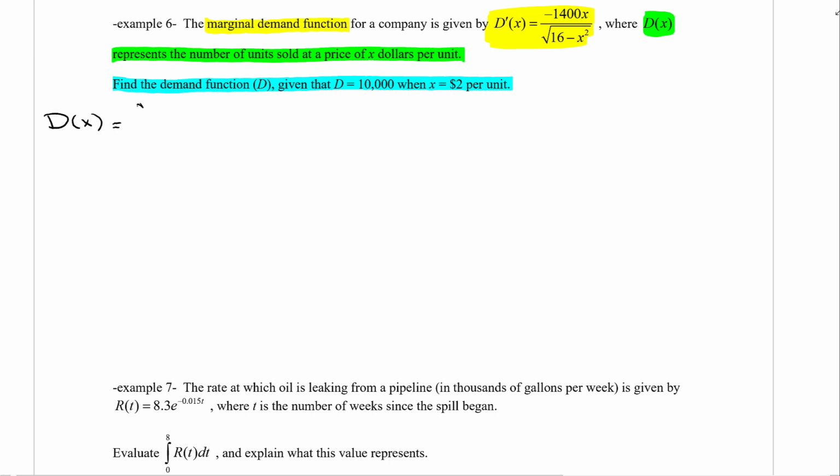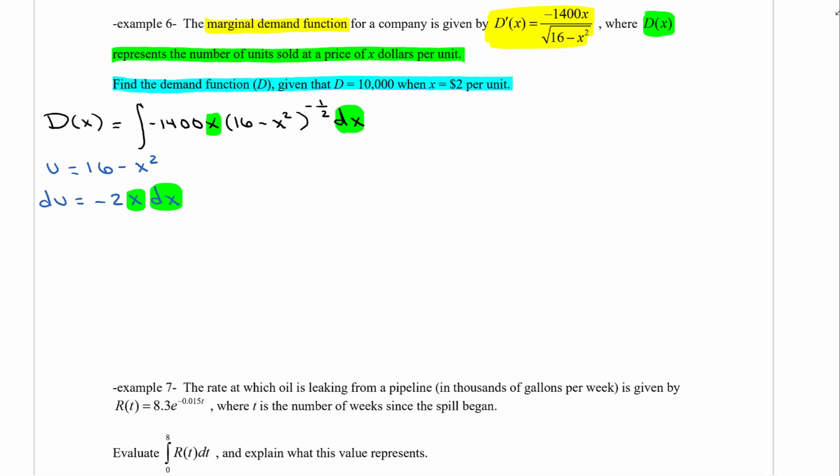D of x equals the integral of negative 1400x times (16 minus x squared) raised to the negative 1/2 power dx. We're going to let u equal 16 minus x squared, therefore du is equal to negative 2x dx. I'm going to highlight the x and the dx in the du, and the x and dx in the integral. I'm also going to divide both sides of the du by negative 2, and I'm going to get negative 1/2 du is equal to x dx. So I know exactly what to substitute.